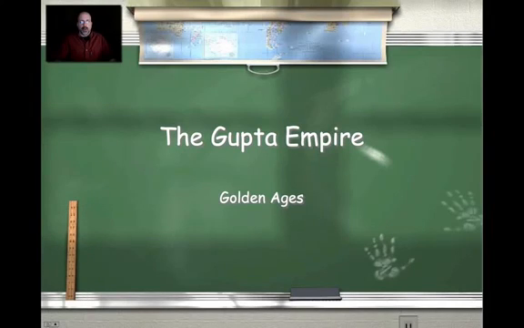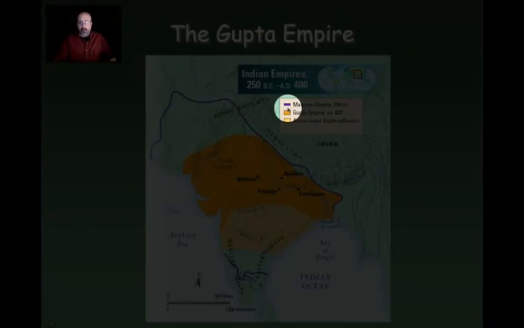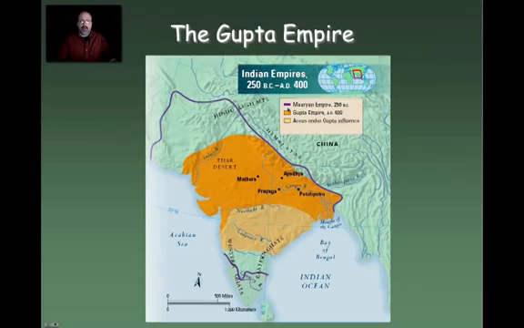We're going to take a look at the Gupta Empire as part of our exploration of golden ages. So let's get started. In this case, we're going to start by looking at this map. I just want you to note the first thing we're going to look at here is the Mauryan Empire, which dates up to about 250 BC, and that's that purple line.